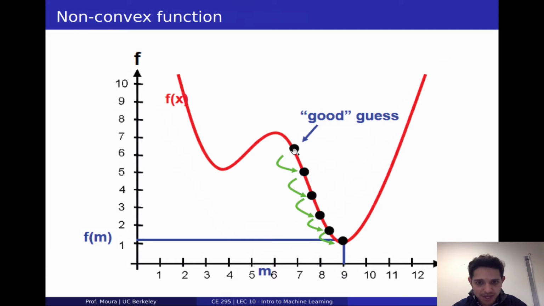Now, we can apply our gradient descent algorithm given a certain initial guess. So imagine that I pick something like x equals 7 for my initial guess. That's that first black dot. I compute the gradient. I look at the slope. And in this case, the slope is negative. Right?